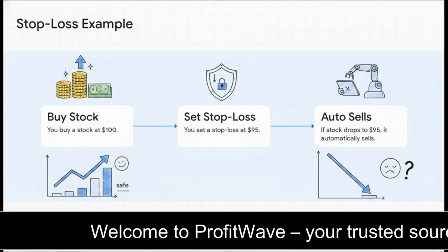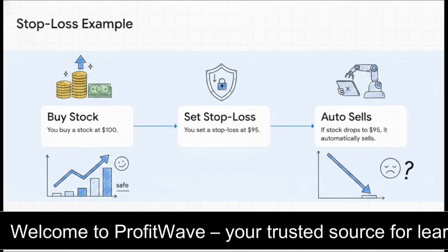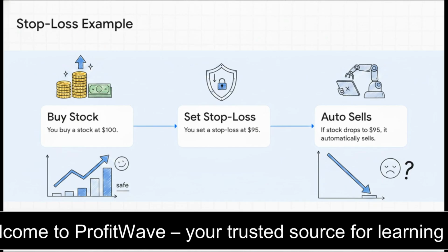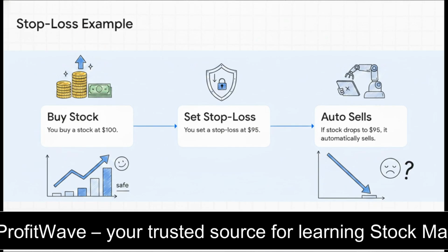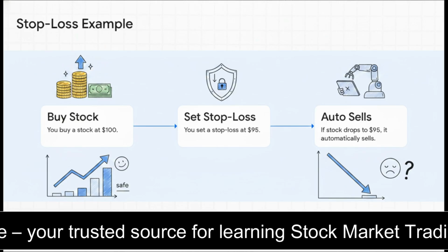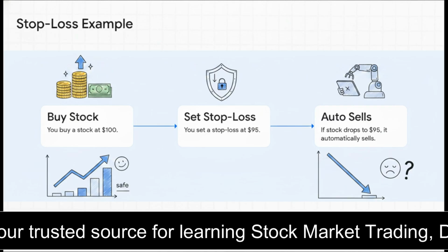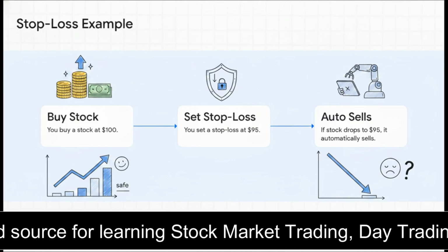Let's actually walk through the math step by step so you can see the real power of this. Step 1. You buy a stock at $100. Step 2. You immediately set a stop loss at $95. Step 3. The market turns against you and the stock drops to 95. Boom, your broker automatically sells it. Why is this so amazing? Because you limited your loss to just $5 a share.